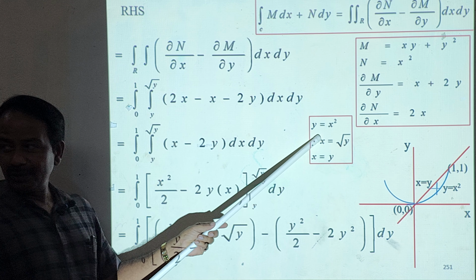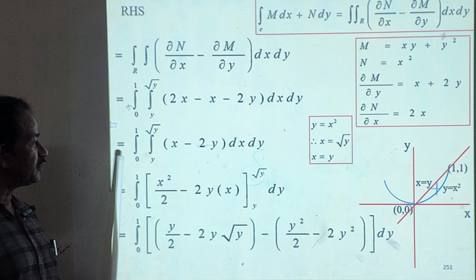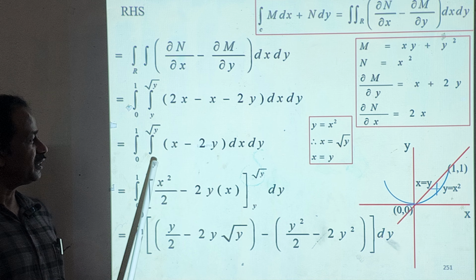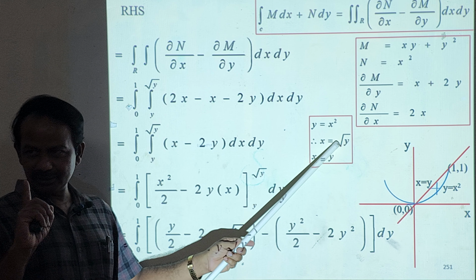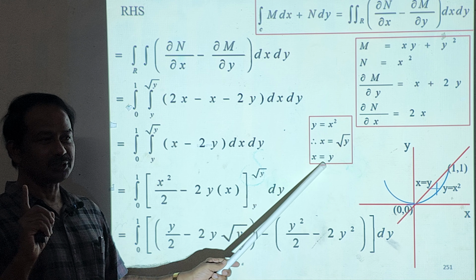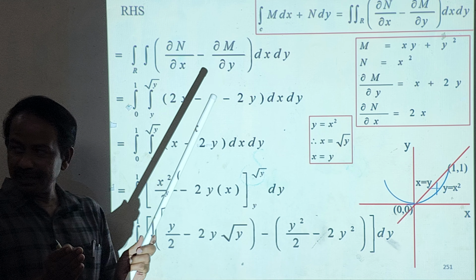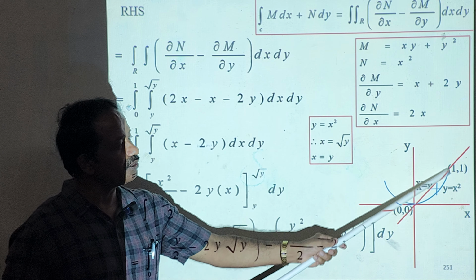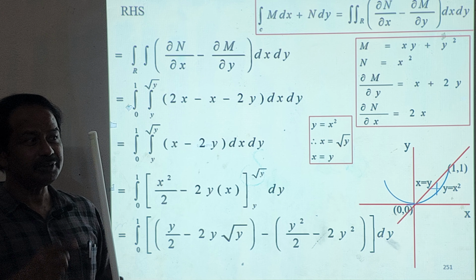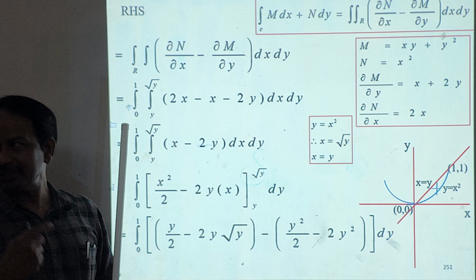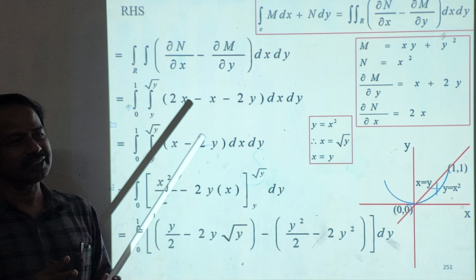So x minus 2y, dx dy. It's given as y equals x squared. The limits for y is 0 to 1. Limits for x: y equal to x squared, so we have x equal to root y. This is one limit. Another limit is x equal to y. So we have two curves here. This is the area enclosed by the curve. We will have to use both the equations. Earlier we used only one equation, because that one is a line integral. Now this is area, a double integral.